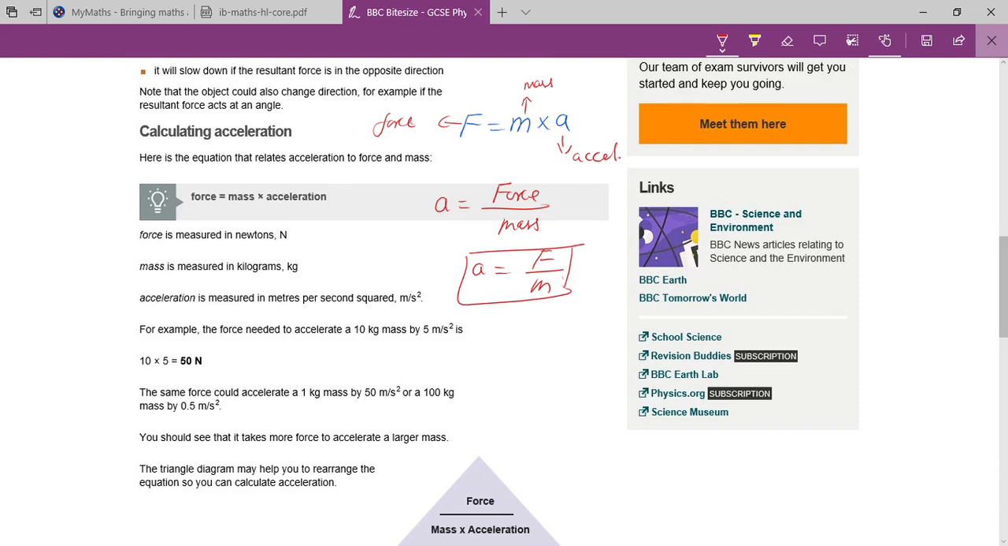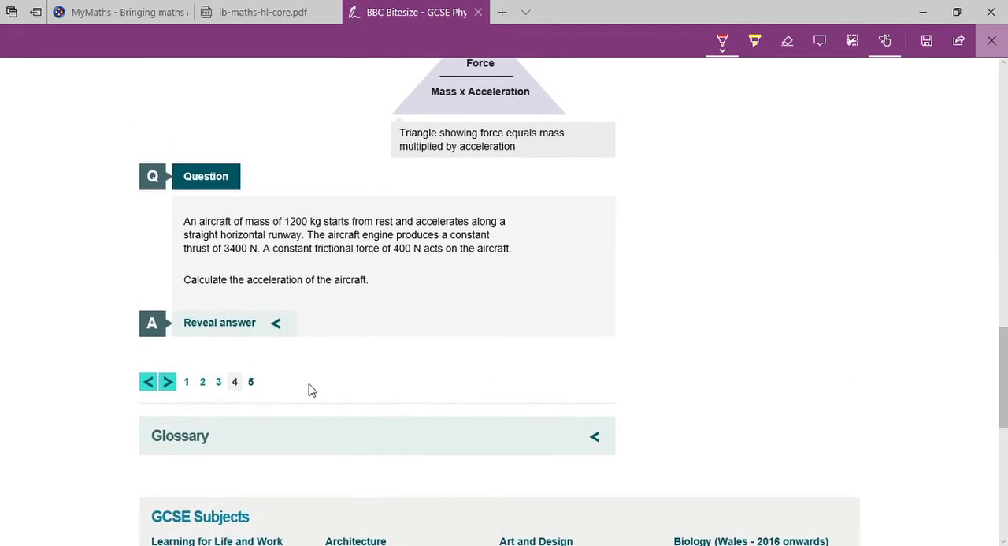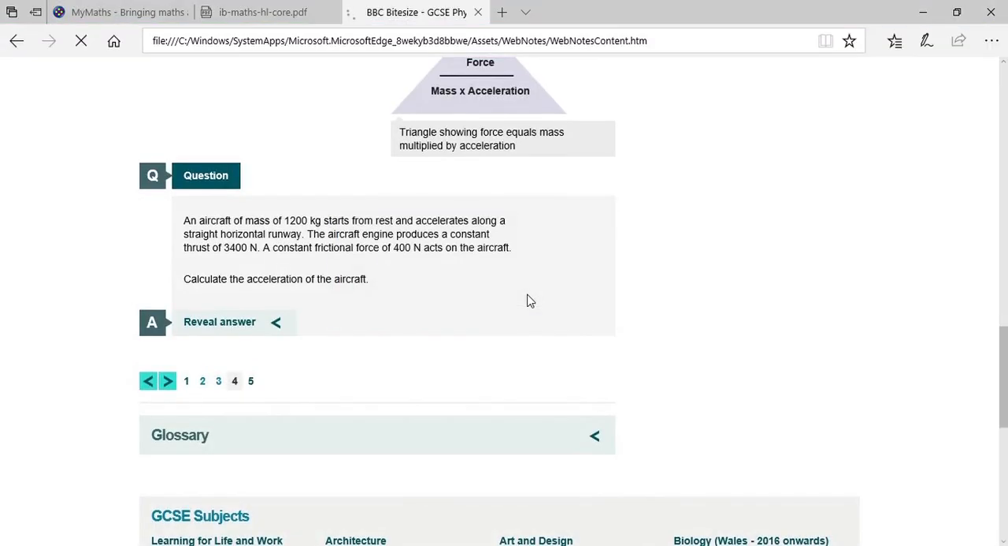You can also understand this triangular diagram, which means force equals mass multiplied by acceleration. So if two quantities are given to you, then you will be able to find the third quantity. Understand? So you have to revise all this over here. And let's see what is given on the fifth page. Wait a second, I have to refresh again. Give me 1 second.